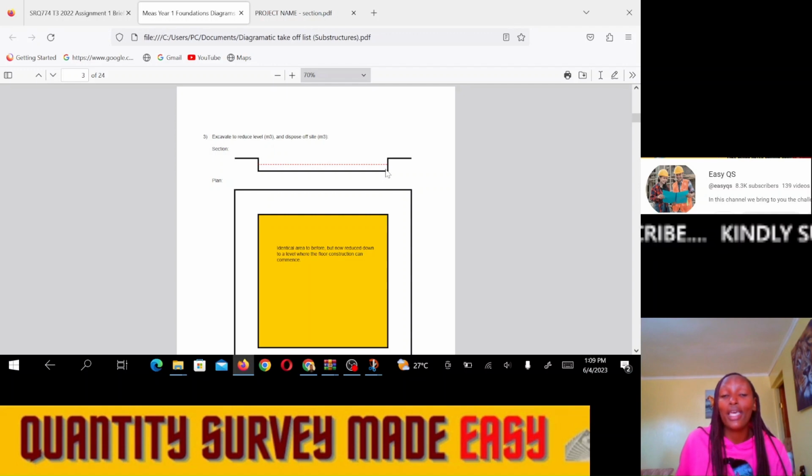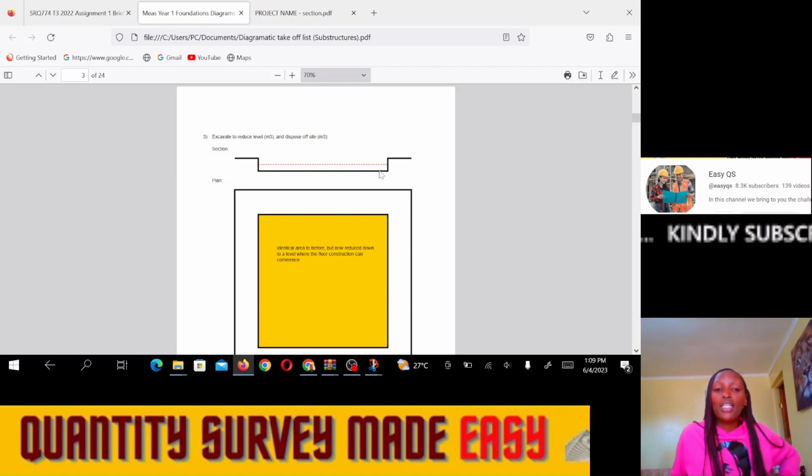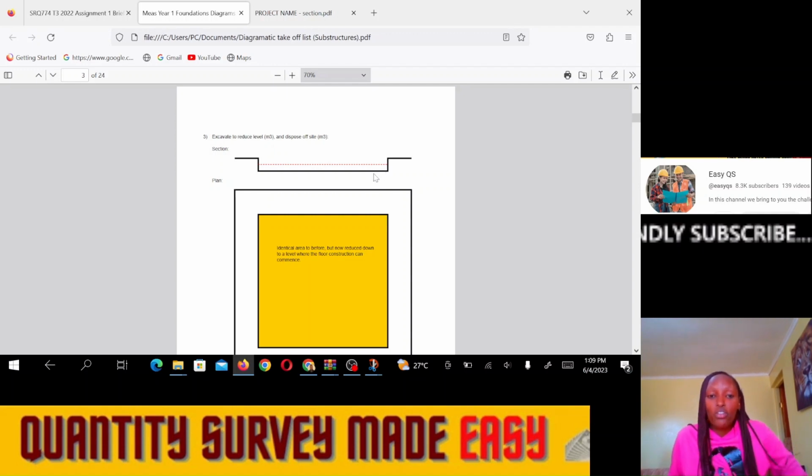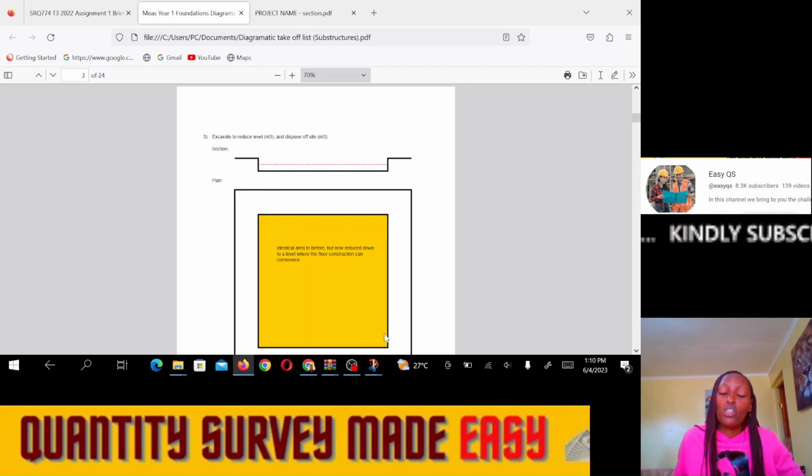So how do we take off or measure the reduced level, excavating the reduced level? We usually take the same area that we had done site clearance, the same area that we removed the topsoil, then we multiply by the depth to which we are reducing the level. So how much more are we digging deeper? Because it's measured in volume.